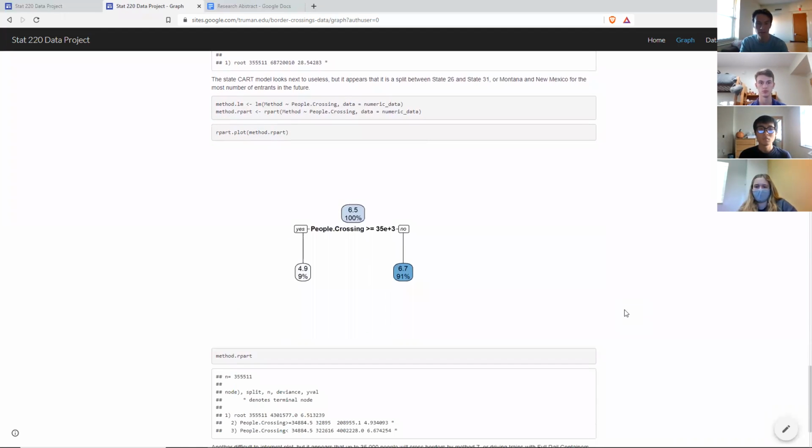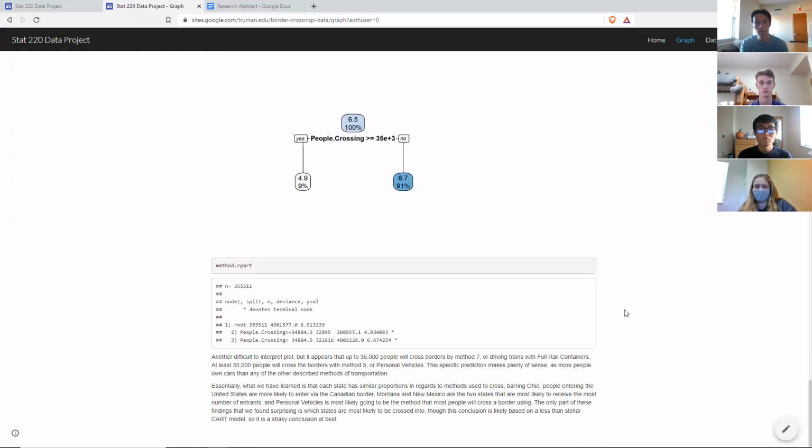And moving on to the methods. Here, there was only one split. And it looks like the most common method, this one in dark blue, was personal vehicles. That makes plenty of sense. Most people entering the United States are going to be doing so using their own personal vehicles. So the Canadian border is most likely to be crossed.